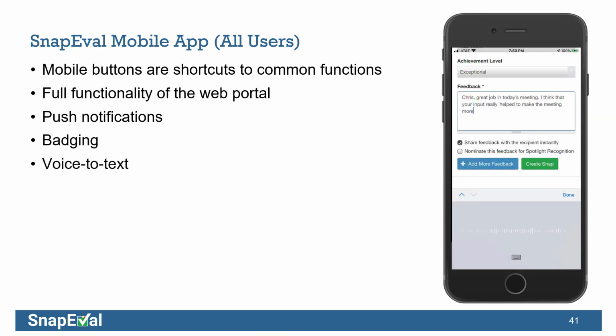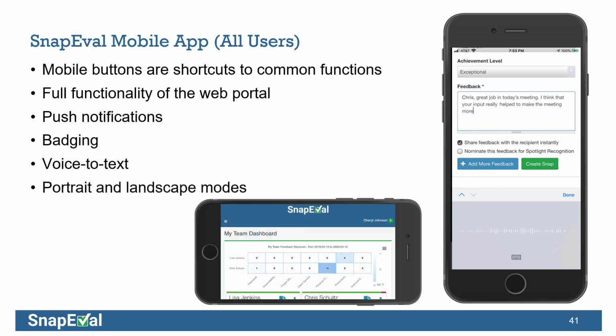As we've also already talked about, the SnapEval mobile app supports voice to text, which makes capturing feedback for others really fast and easy. Also, the SnapEval mobile app supports both landscape and portrait modes. So if you're an administrator, for example, and you are going to look at things like dashboards, it makes it really handy to be able to turn your smartphone by 90 degrees and look at the dashboard in landscape mode rather than in portrait mode.